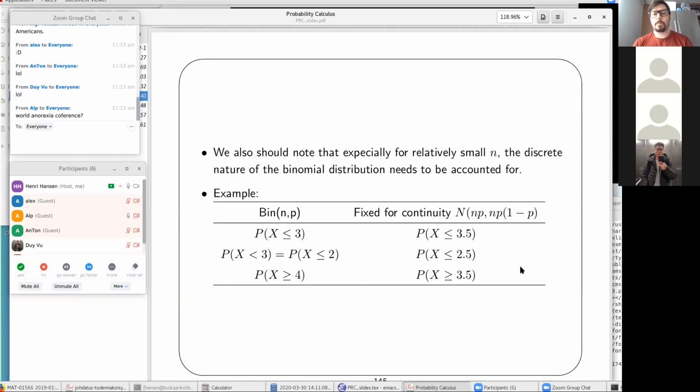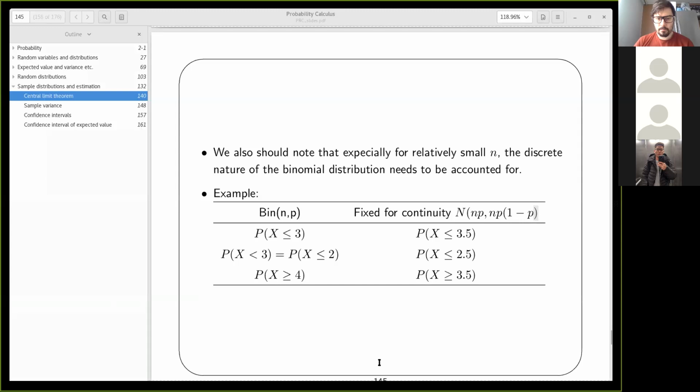When we are approximating, I see we are again missing some parentheses. Let me fix that. Seems I made some typos here. There you go. And there you have it.